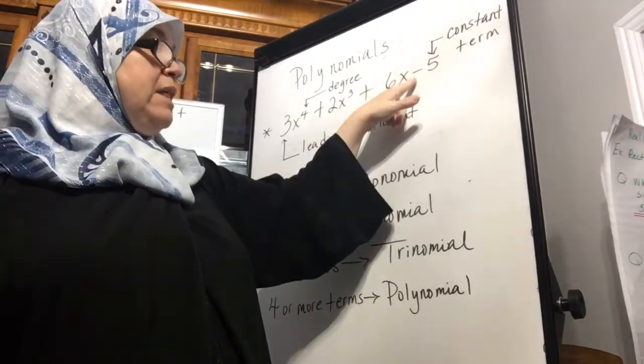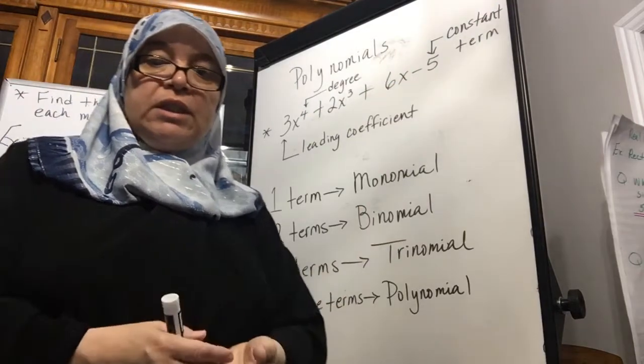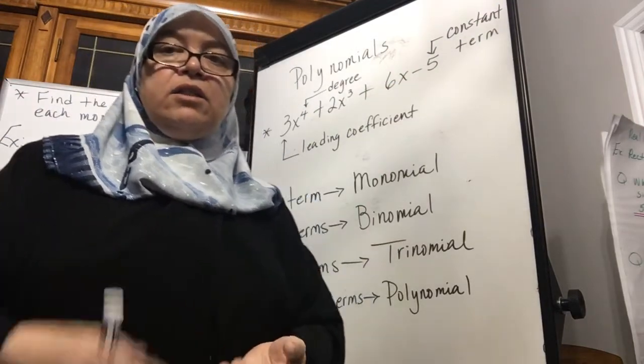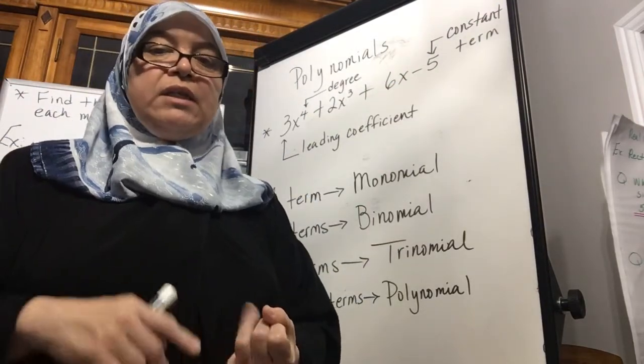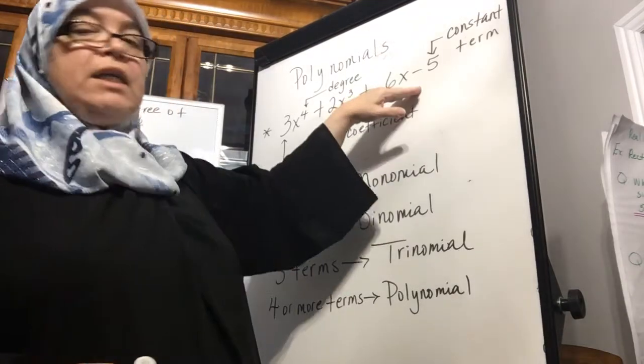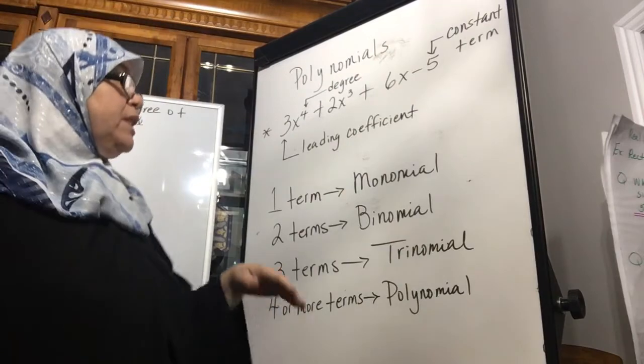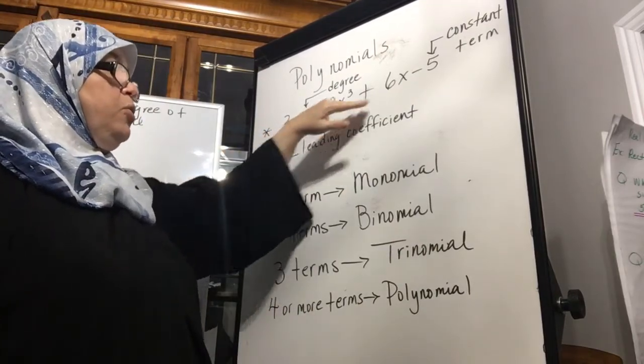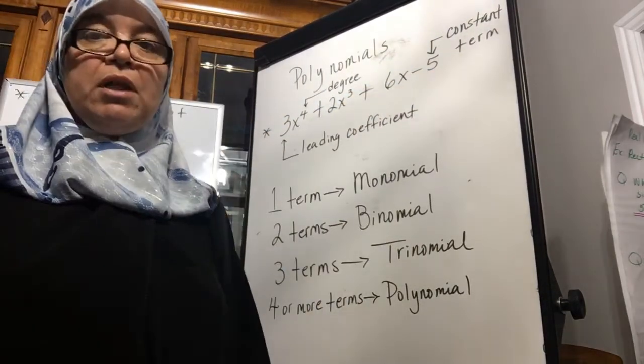There is a minus in front of the 5, so it's considered a negative 5. Constant term never has a variable with it. It stands alone. It does not change in value. It just gets applied as it is. So in this case, we have 1, 2, 3, 4 terms to the polynomial.